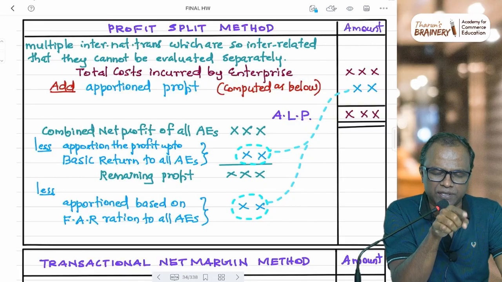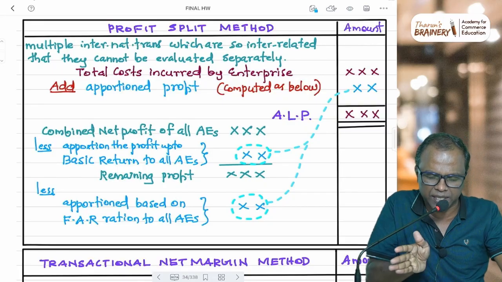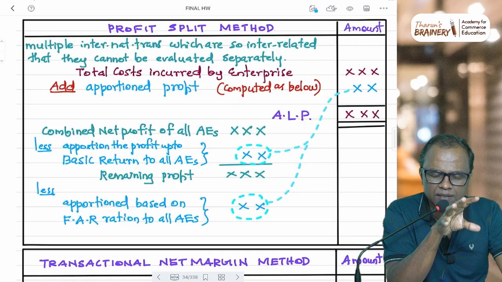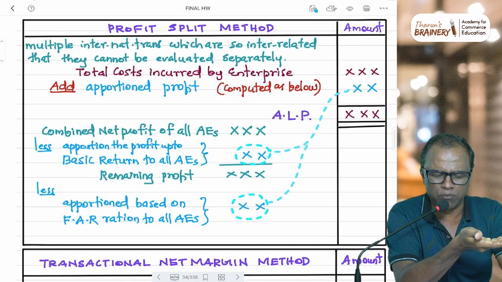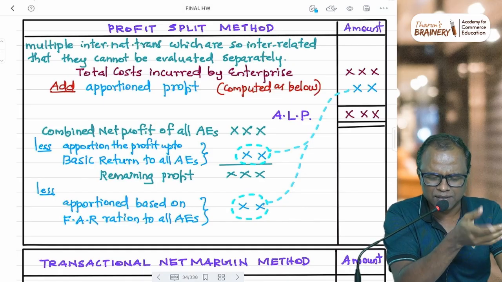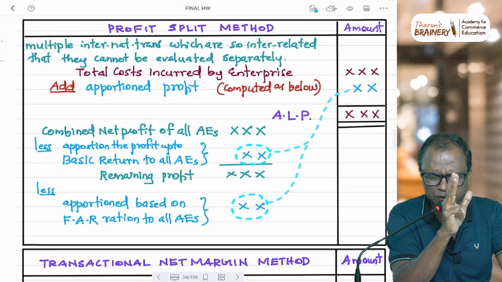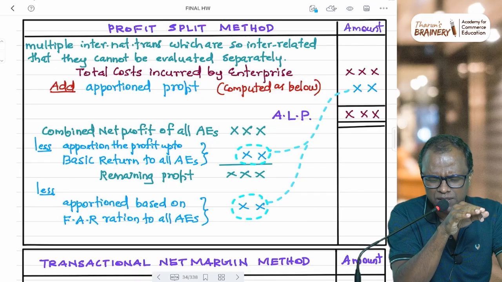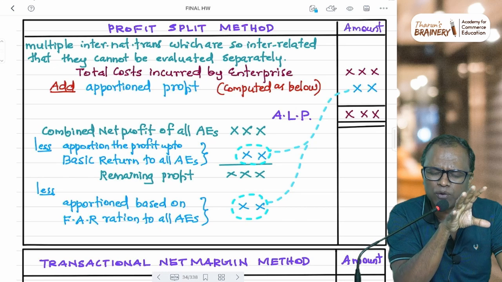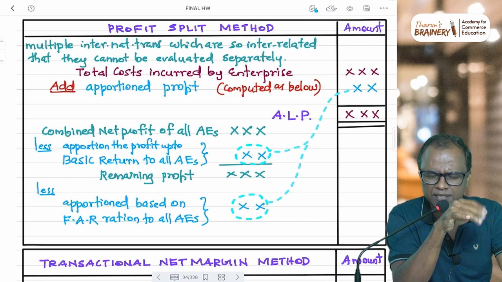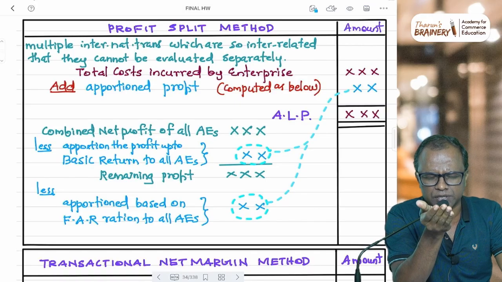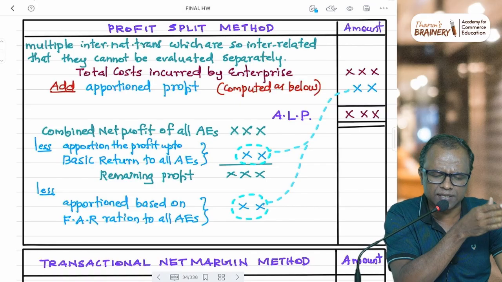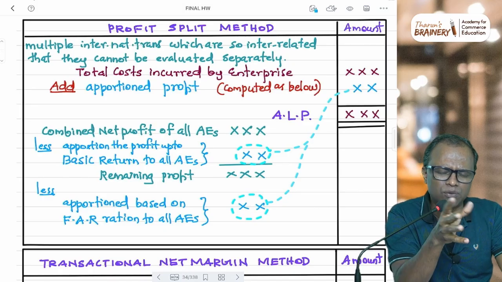Then this combined net profit should be divided among all these associated enterprises based on their basic return, like what functions they are performing, what assets they have employed for this work, what risks they have assumed. That is known as FAR analysis: functions performed, assets employed, risk assumed. So based on this FAR, there will be some allocation ratio for the profit between these entities. So Indian entity 30%, German entity 40%, and again 30% for the Singapore entity. So that is 30, 40, 30. That will be given in the question. We need not worry about the FAR ratio. That will be given in the question.